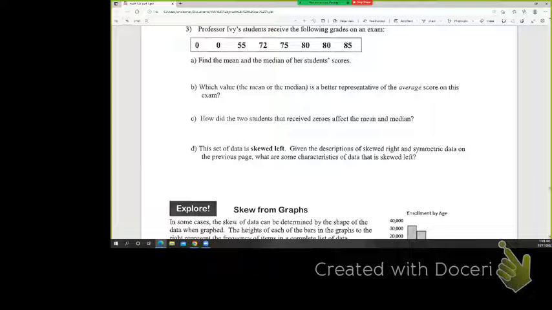So if we ask for the mode, it would be easy. It would just be 80 and 0, I suppose. But find the mean and median of the scores. You say find the V and D? Yeah, I'm just reading the directions. Yep.